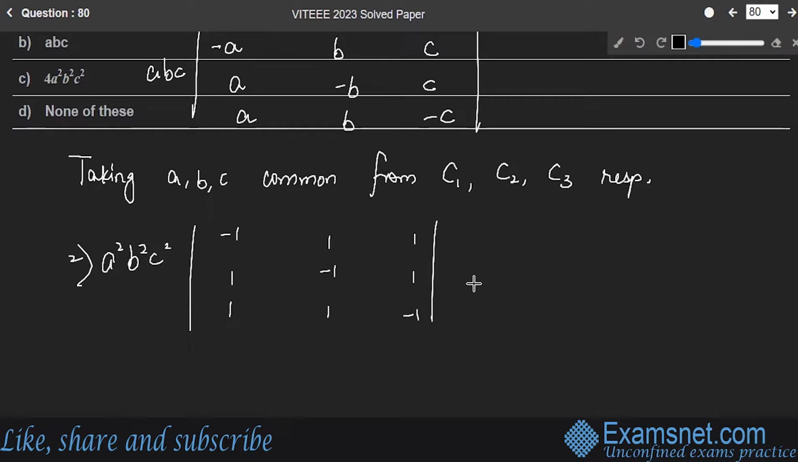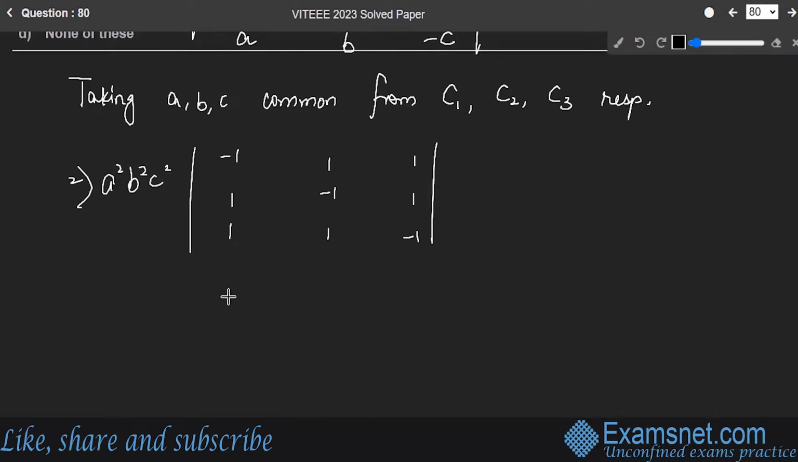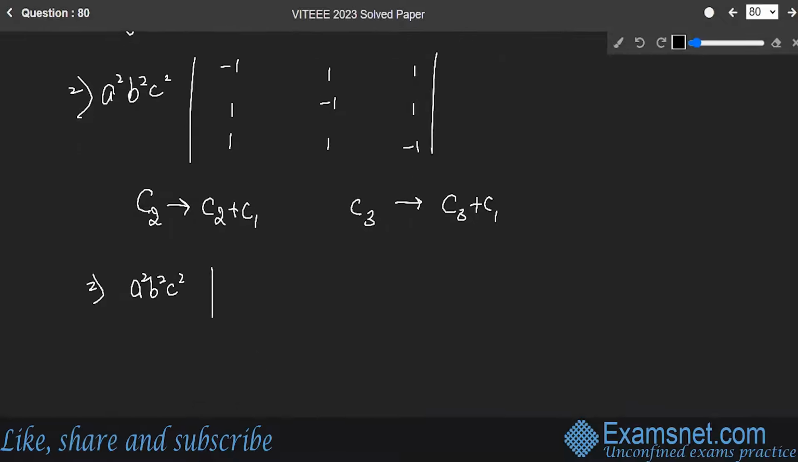Now it's pretty easy to solve, right? So I'll apply some more operations because we are having some non-zero terms. I want to have zero terms in this determinant so that it will be easy. Let's perform some operations: C2 as C2 plus C1 and C3 as C3 plus C1. So this will become a square, b square, c square, and this will be minus 1, 1, 1. This will be 0 and 0 and 2 and 0 to 0.